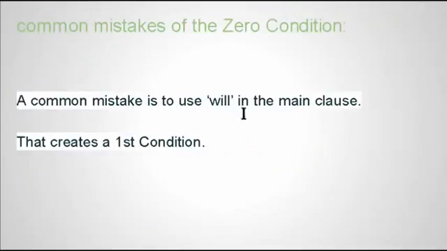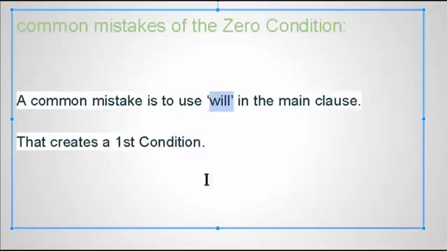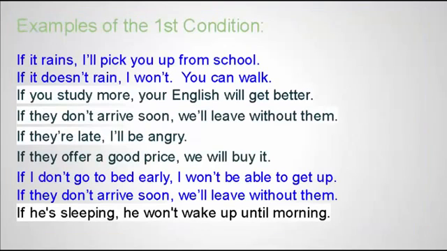One mistake is people will use the will, and they don't understand that's the first condition. And it is a conditional situation at that point. Here's some examples. If it rains, I'll pick you up from school. If it doesn't rain, I won't pick you up from school. You can walk. If you study more, your English will get better.